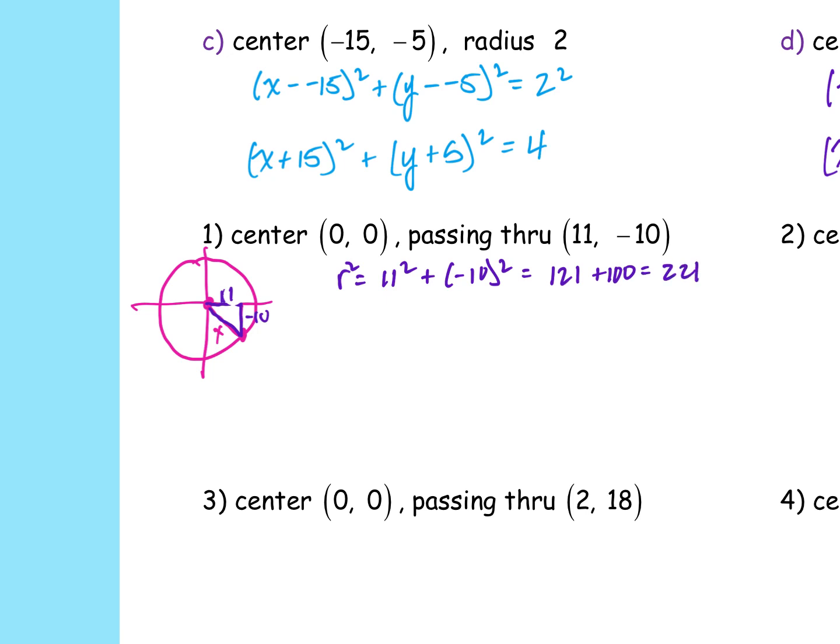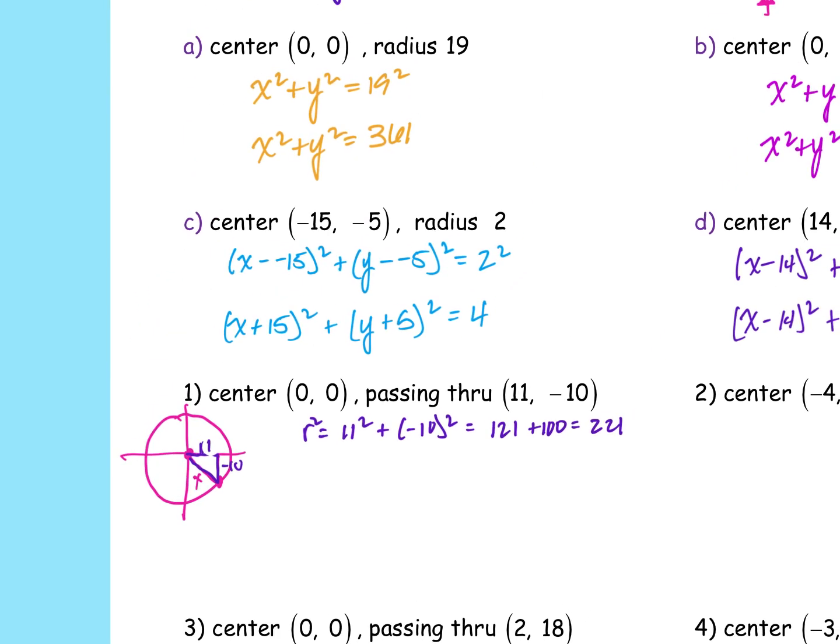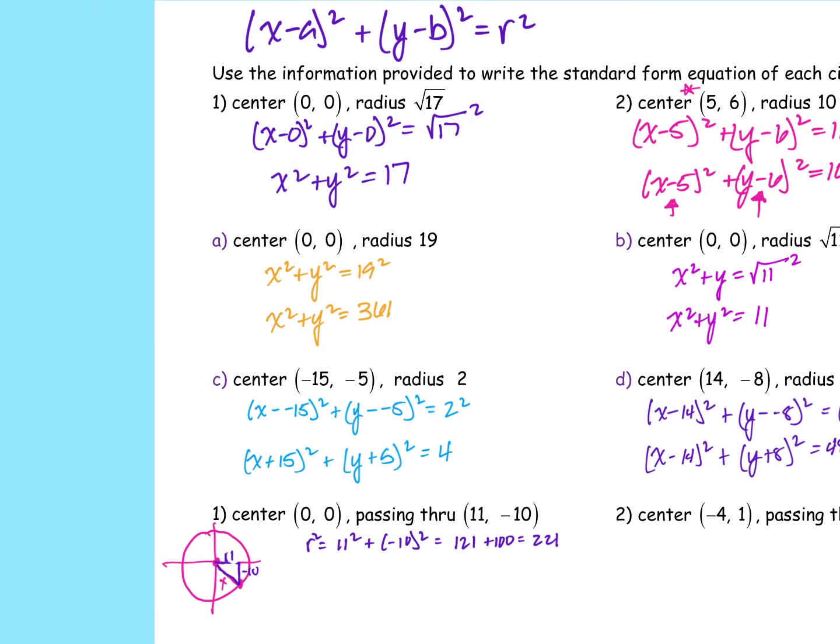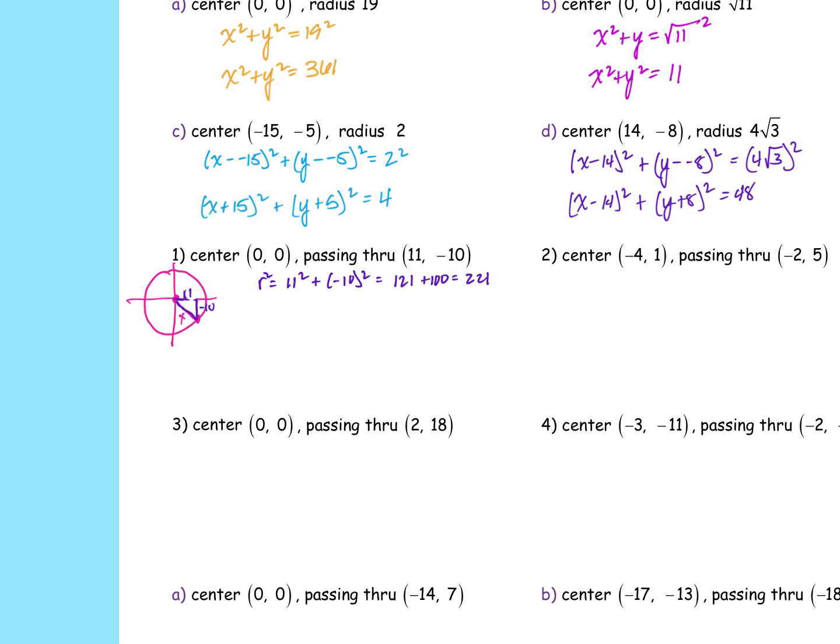Now I can find out what r is, but my equation for my circle doesn't call for r. It calls for r squared. Did I find out what r squared equals? Yeah. So if I just don't find the square root, then I'm not going to have to square it again. Does that make sense? I know what r squared equals, and that's what goes into the formula for the circle. So I can say x squared plus y squared equals 221, and be done.